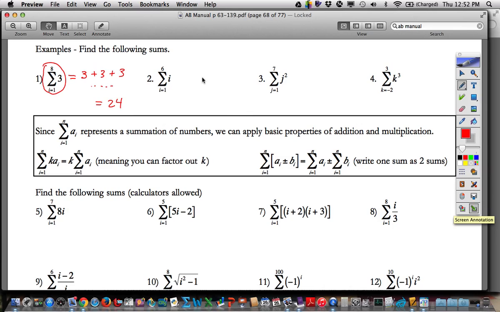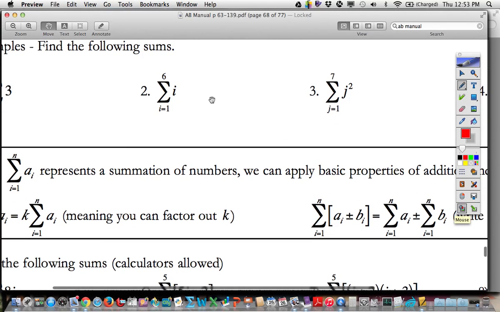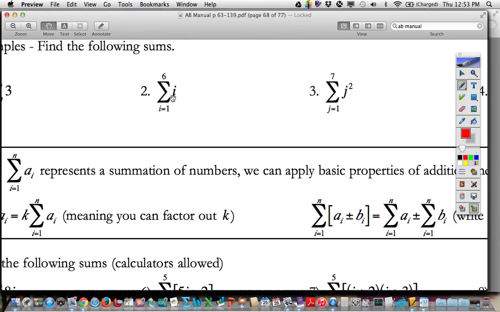Okay, now if you get this one, where there's an i right there, hard to see. Okay, I could make it a little bigger too. Okay, if you got this one where you've got this i right here, well now when i is a 1, what's this? Well, it's i, but when i is a 1, that's 1. Then when i is a 2, then when i is a 3, right? And you keep going until i is a 6.